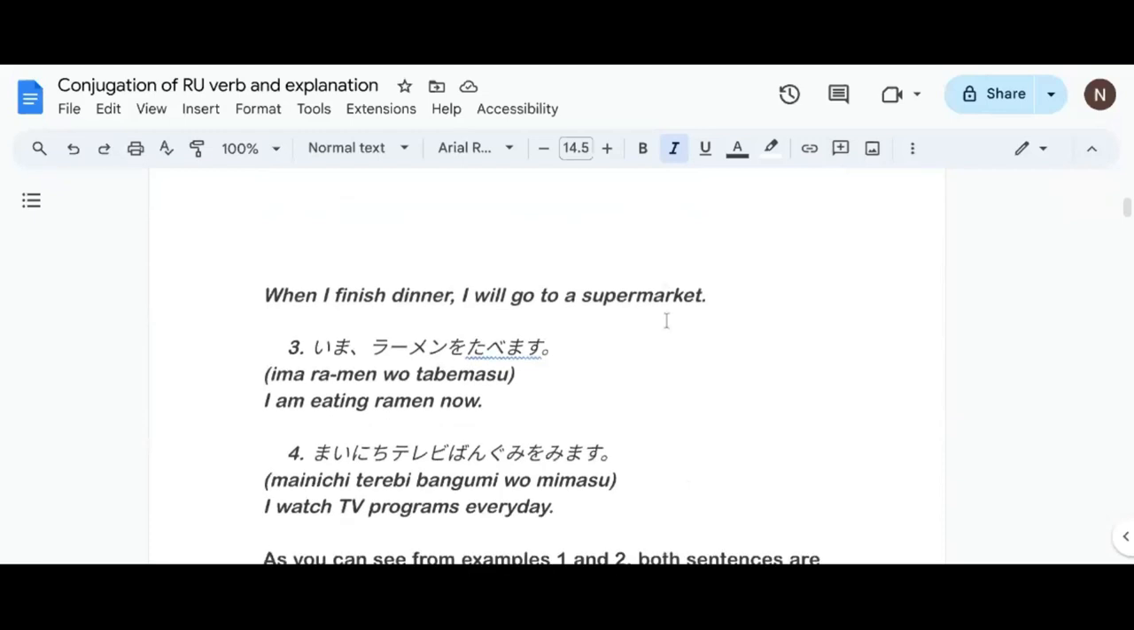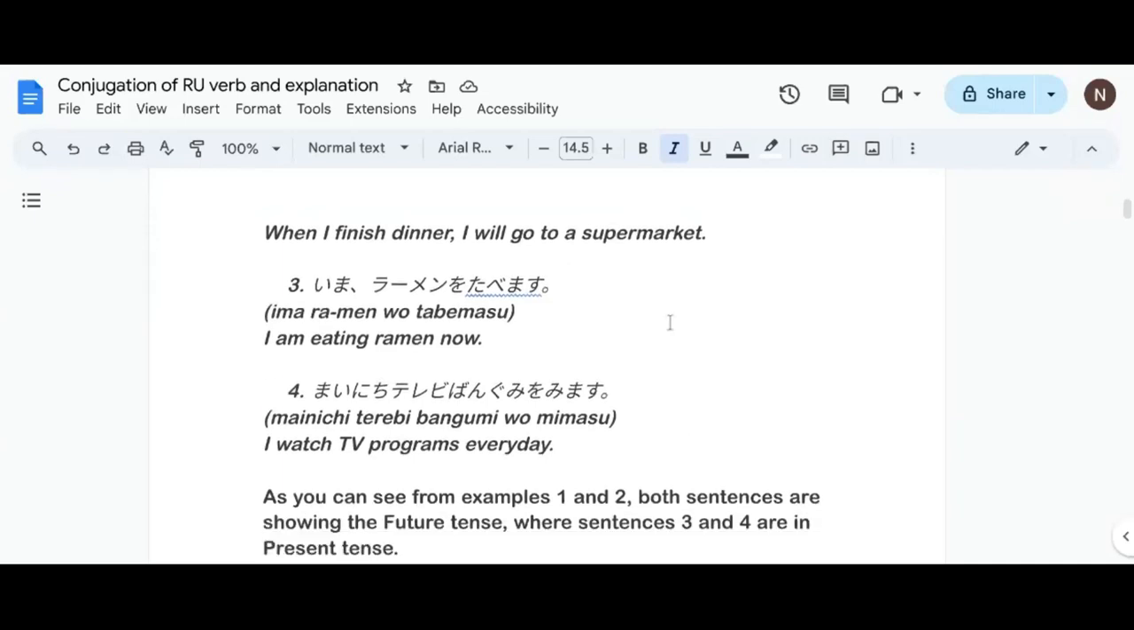Now, in number three, okay, let's say, ima ramen o tabemasu. Ima ramen o tabemasu. I am eating ramen now. So it is a present tense because you are doing the action now. So that is a present.